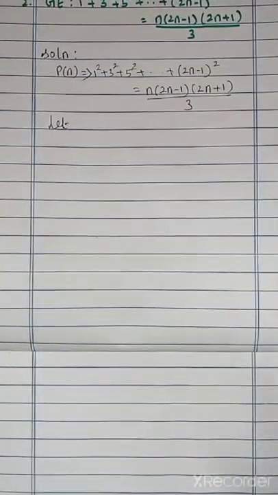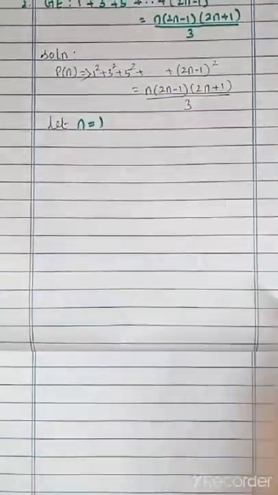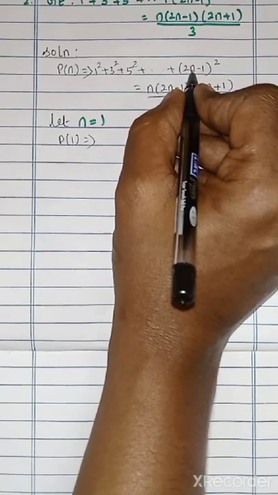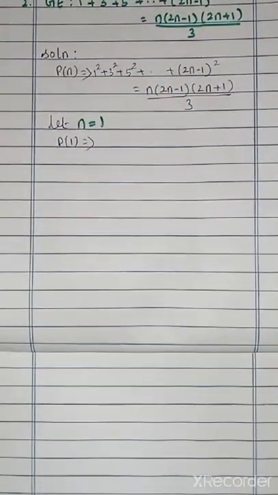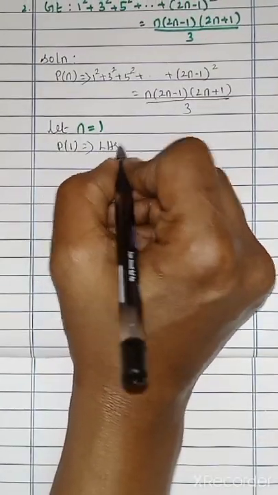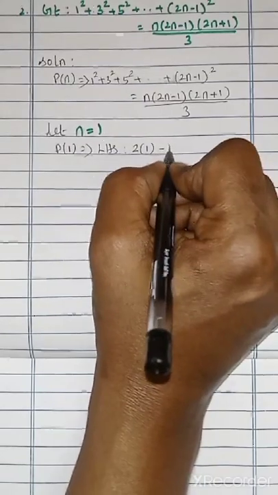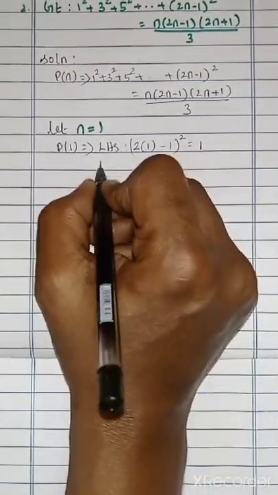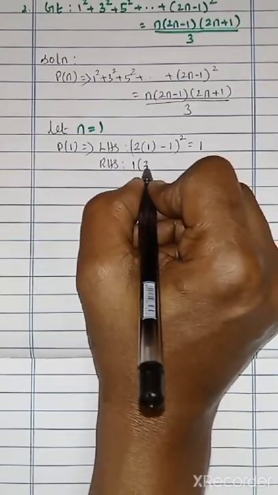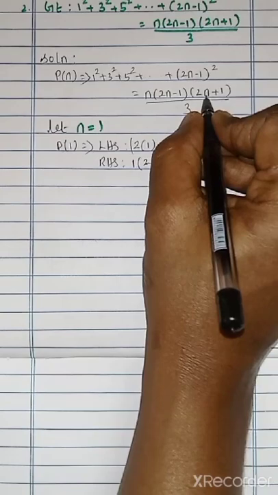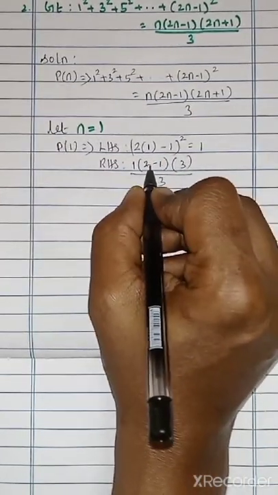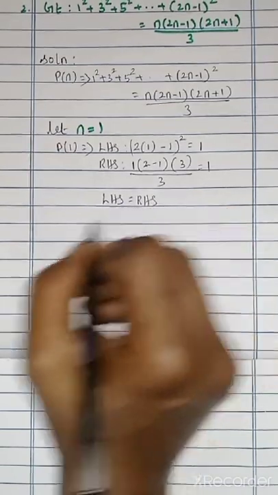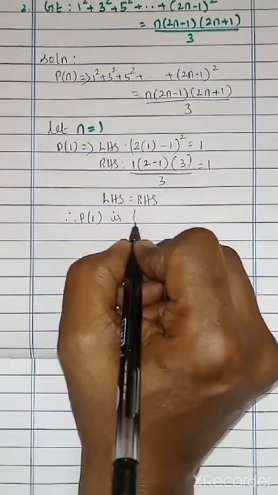Okay, next, what is the next one? Let n equal to 1. So n equal to 1 is P of 1, correct? Instead of n, what are we going to substitute? 1. Left hand side, we take 2 into 1 minus 1 the whole square. Correct? 2 into 1 is 2, 2 minus 1 is 1, 1 square is 1. Next, right hand side. Instead of n, 1: 2 into 1 is 2, minus 1; 2 into 1 is 2, plus 1 is 3, whole divided by 3. So the 3 will get cancelled, which is equal to 1. That is, left hand side equal to right hand side. Therefore, P of 1 is true.